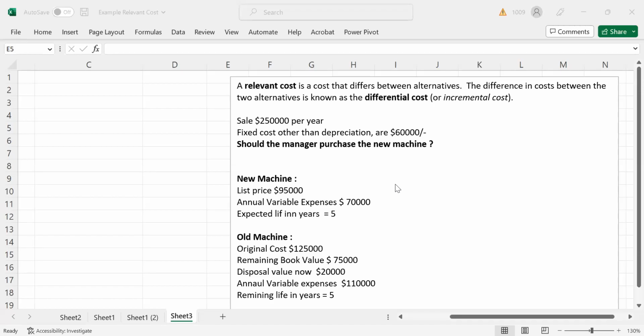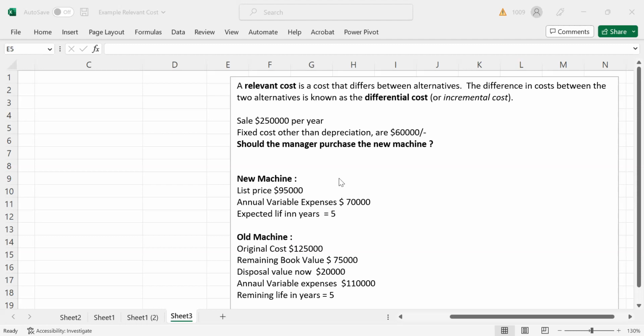Okay, today I'm going to explain what is a relevant cost. A relevant cost is a cost that differs between alternatives. The difference in cost between the two alternatives is known as differential cost, or this is also known as incremental cost. I'm just going to explain the relevant cost by taking one example.